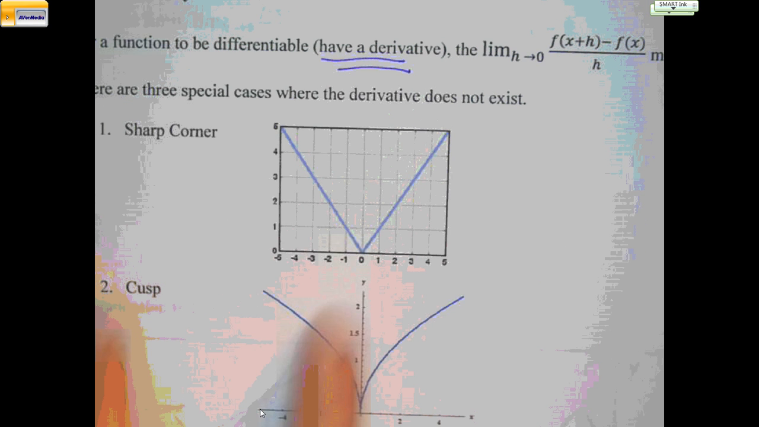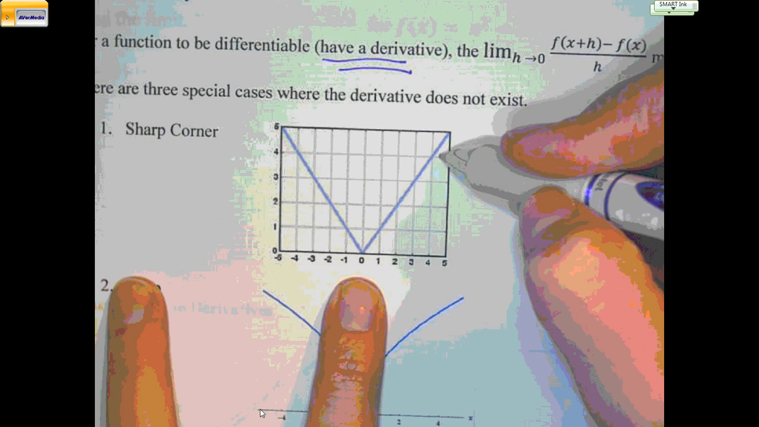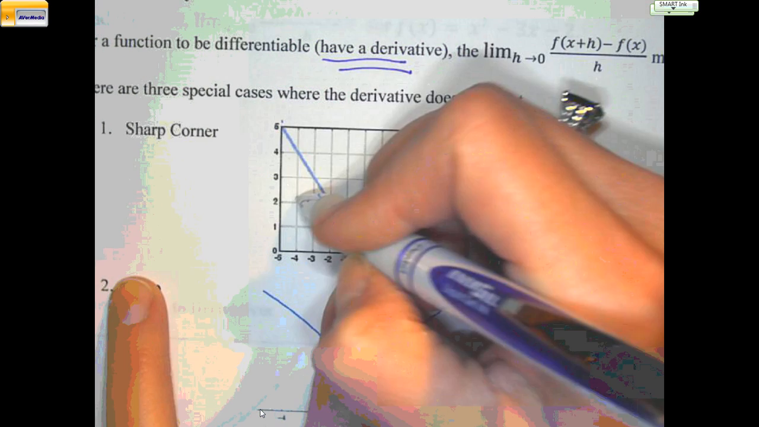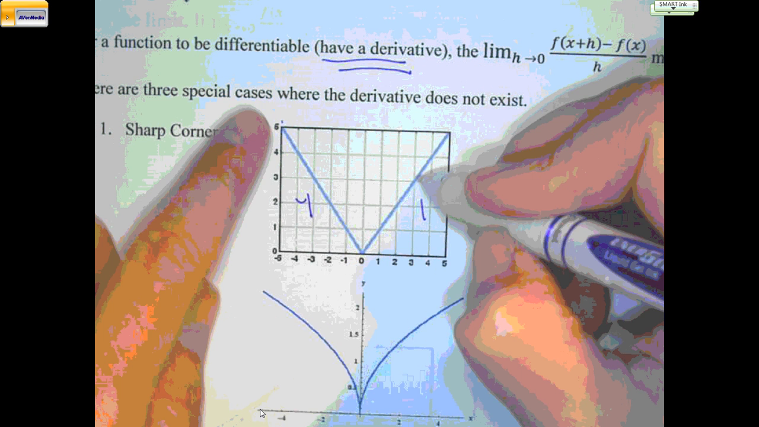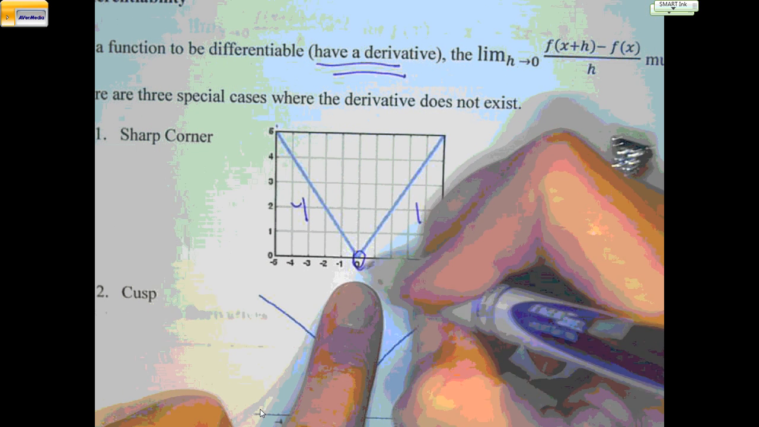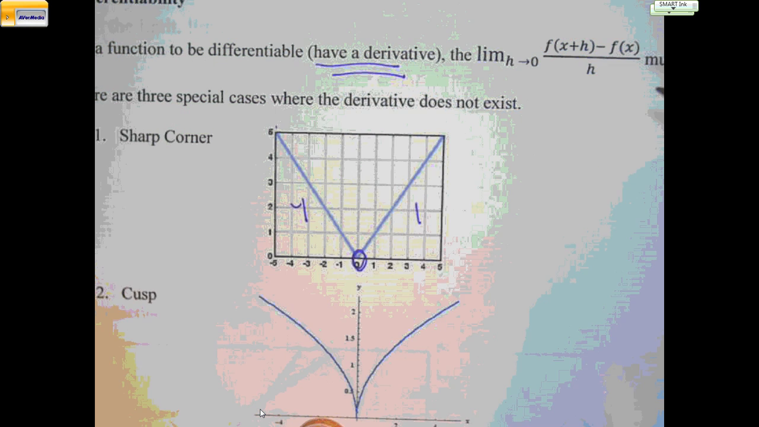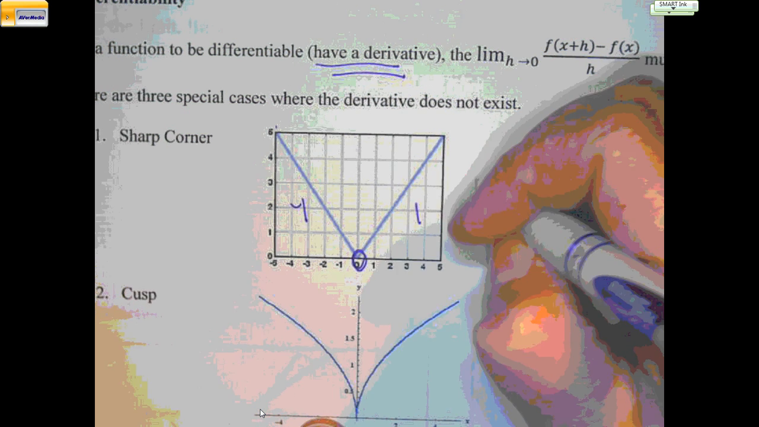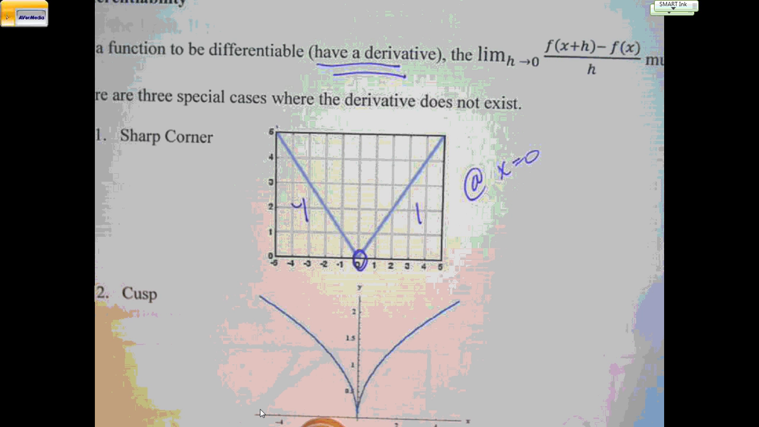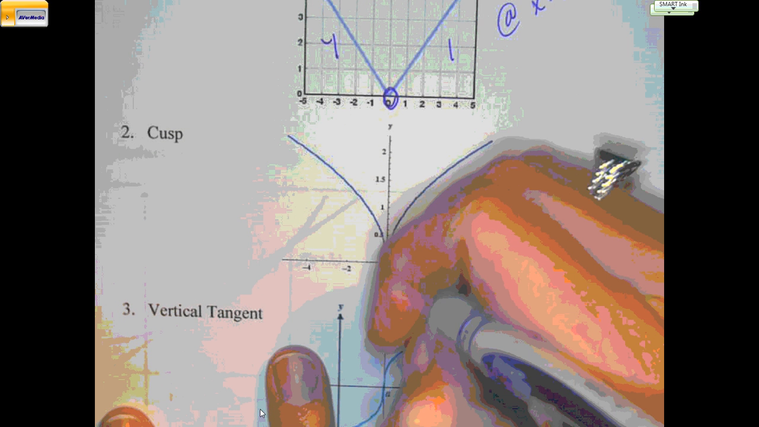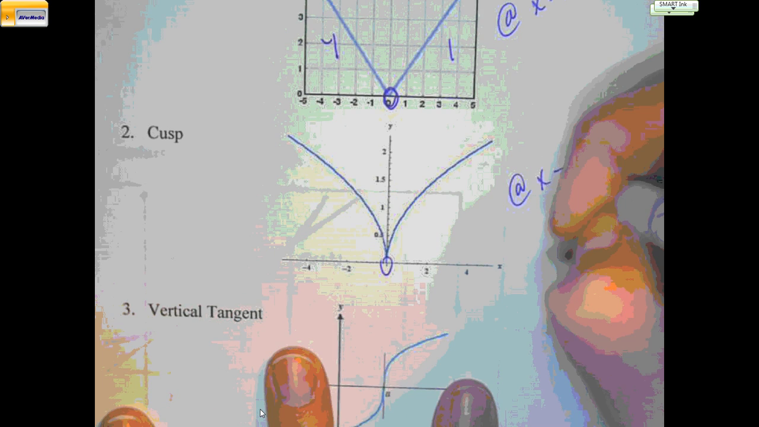If there's a sharp corner, we know that this slope right here is negative 1. We know that this slope right here is positive 1. And as you come in with 2 points, right at 0, you're not going to be able to get that tangent line. So we say at x equals 0, it's not differentiable. Also a cusp for the exact same reasons. So right here at x equals 0, we won't have a derivative.